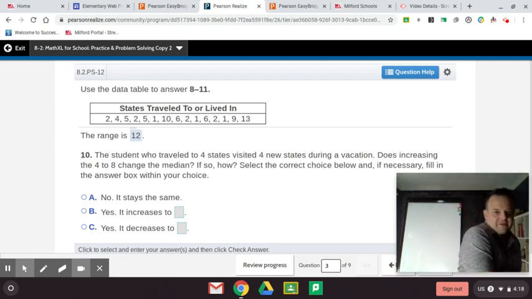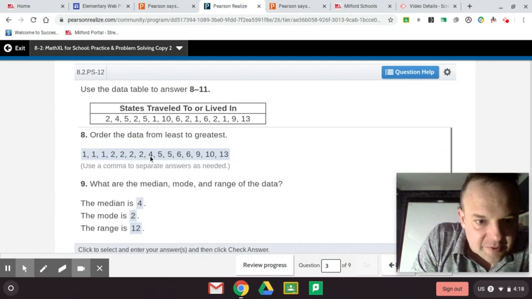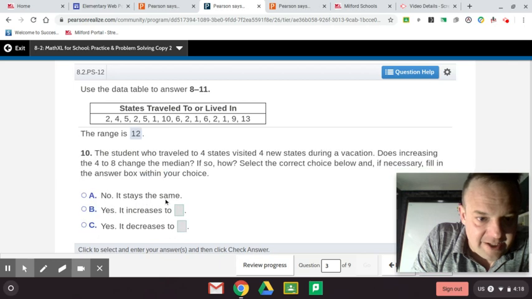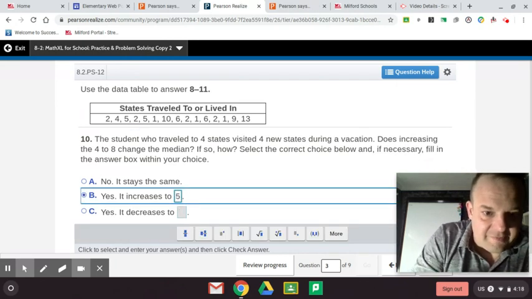All right, so we're going to change the 4 to an 8. So this 4 was the median, so definitely it will change to an 8. So it now goes over here, which then pushes this down. So it now becomes the median. So the median becomes a 5, I think. So yes, it increases to 5.